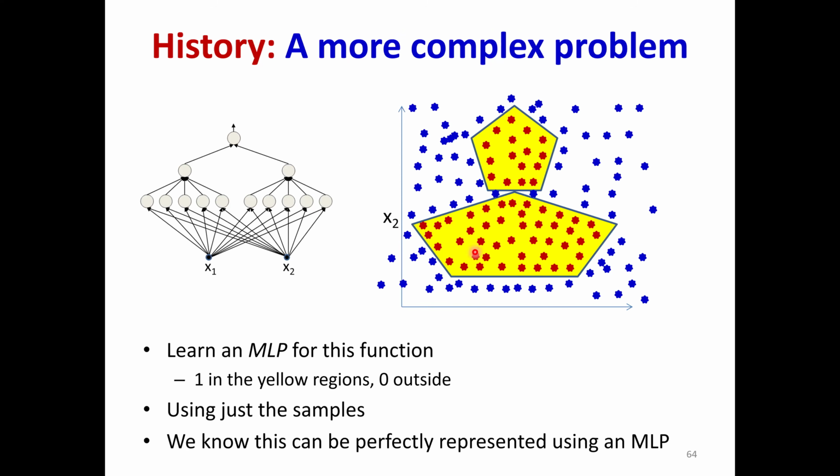So this is great. But now that was for a single perceptron. Now suppose I want to learn an MLP for this function, 1 in the yellow region, 0 outside. Except I'm not given the boundaries, I'm only given the samples, right? Now I know that these boundaries can be perfectly represented by this MLP. So I'm already giving you the structure. All I'm saying is find the weights, okay?